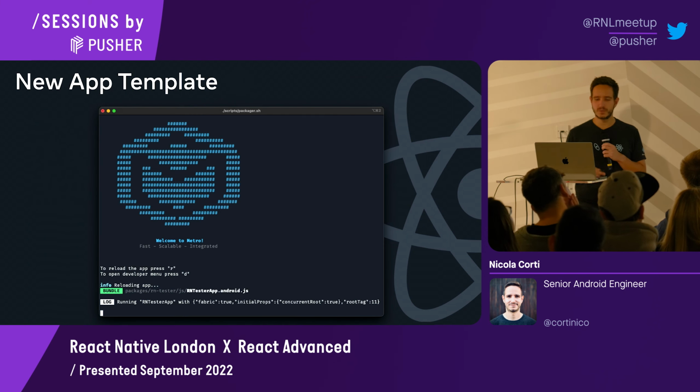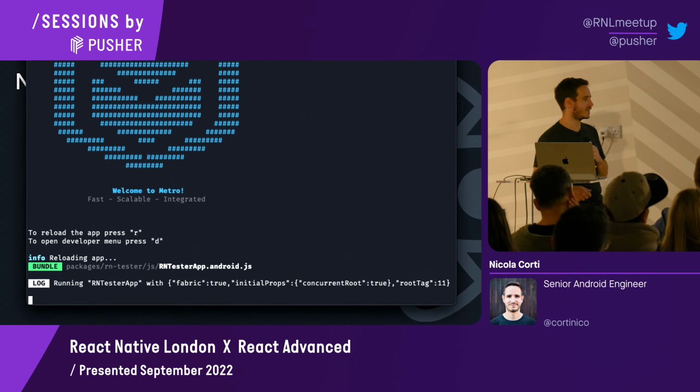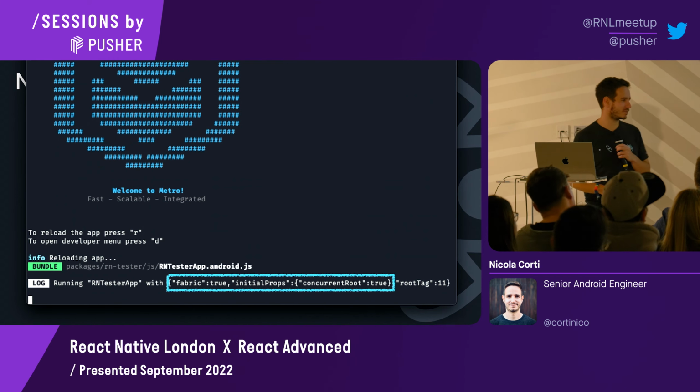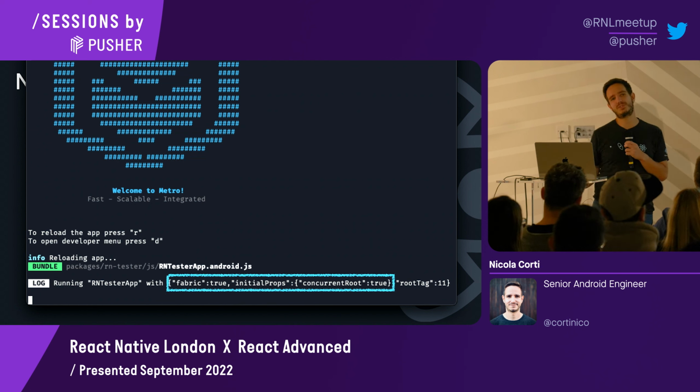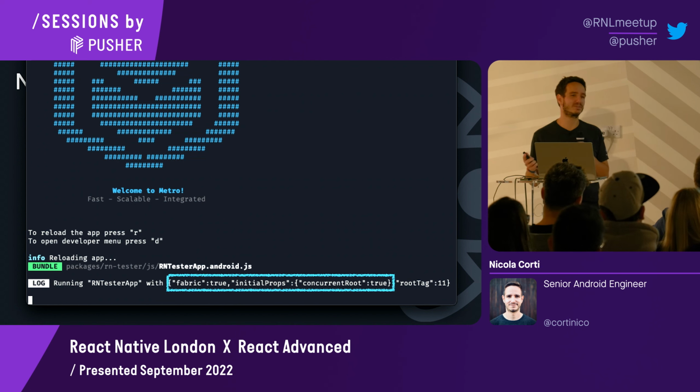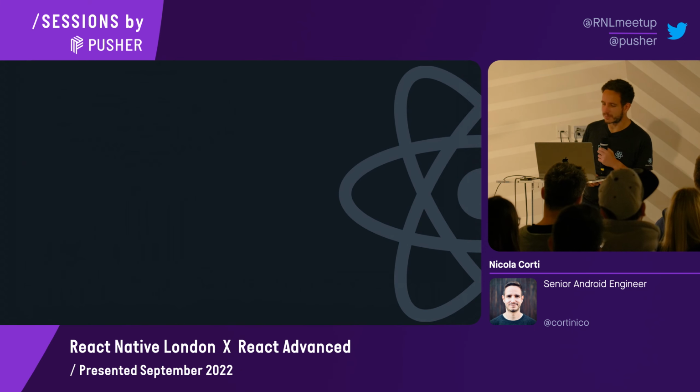Once you run, you will see Metro telling you that everything is running with Fabric set to true and concurrent root set to true. So those are the properties that React Native is passing to React, and everything hopefully will work fine.